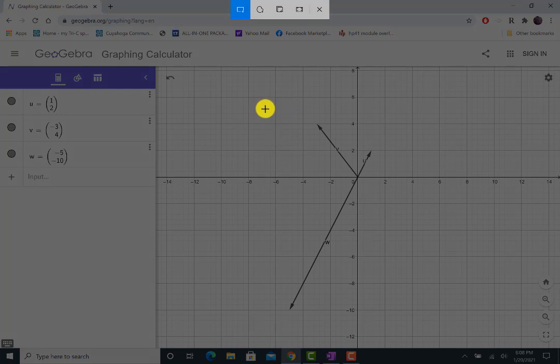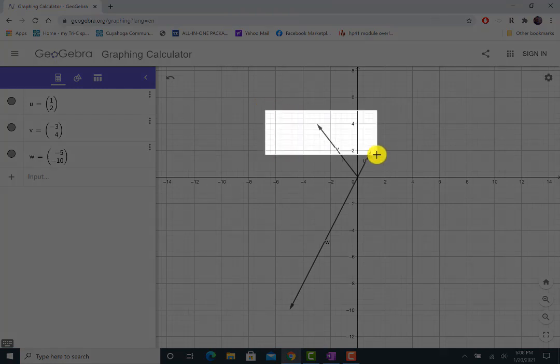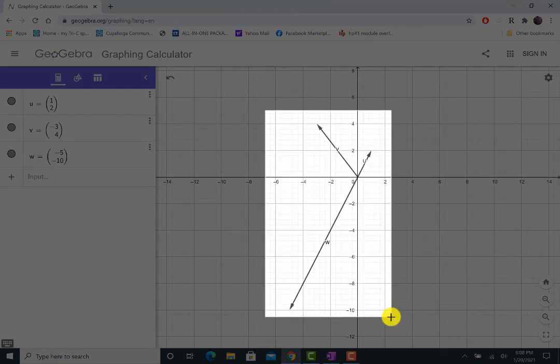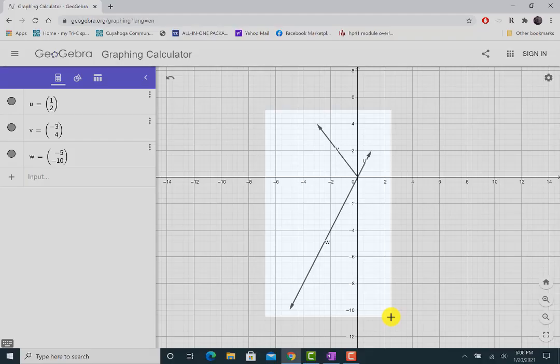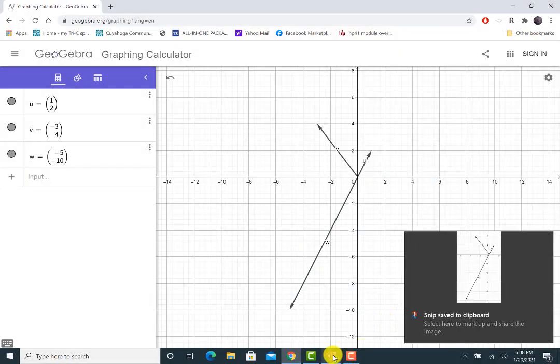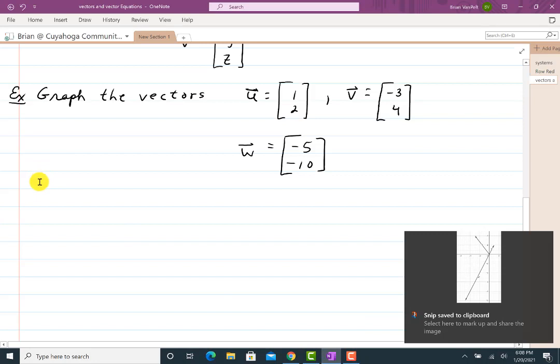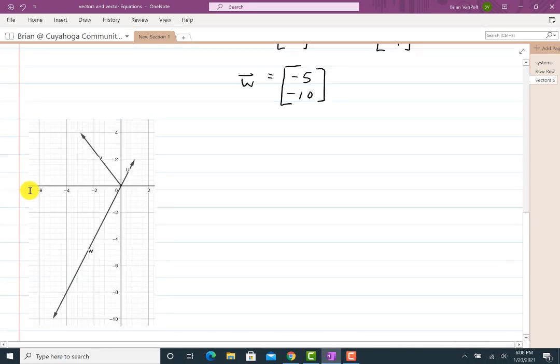This is the beauty of the OneNote program. It allows me to do this. And if you wanted to, you can even change the colors of these things. It tells me it's copied. Now let's go ahead and throw it in here. And you can make it bigger or smaller depending on what you want to do.